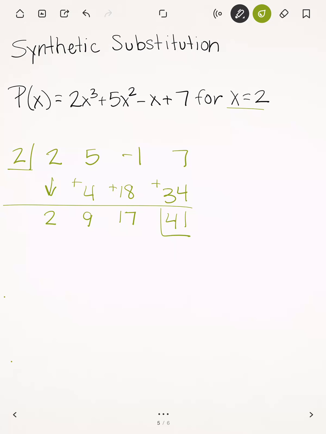Okay, so same process. Now, the difference is the outcome. I'm not looking for a remainder or a constant in x and an x squared. I'm just looking for a value. So what I do is I take my remainder, and that's my answer. So I have p, but instead of x, I plugged in 2 for x. So I have p of 2 equals 41. And that would be my answer for this synthetic substitution question.